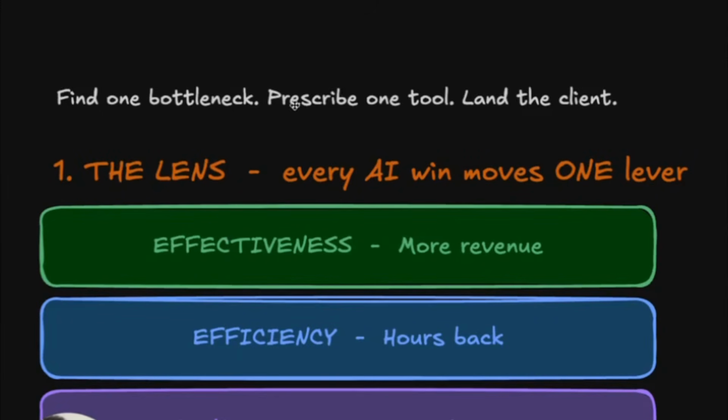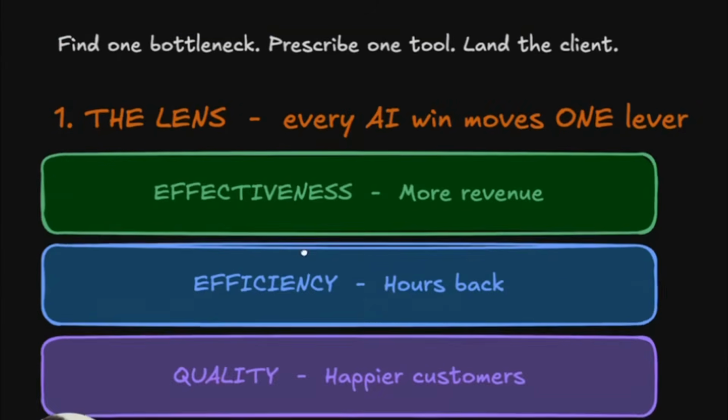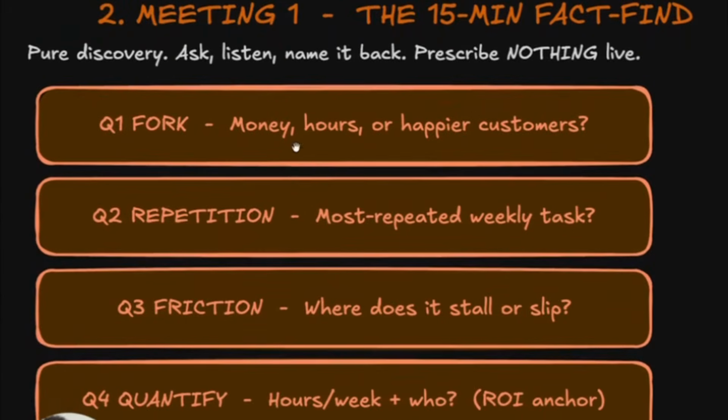Whatever we end up prescribing to them has to either make them more revenue, which is our effectiveness lever. It's got to return hours to their week, which is efficiency, or it is something that is going to increase the quality of their product or service, right? Give them happier customers. So what we do next is let's talk about the first meeting.